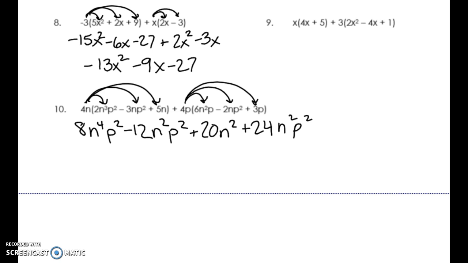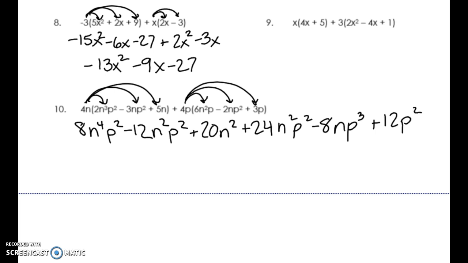Then I do the same thing. 4p times negative 2np squared. 4 times negative 2 gives you negative 8. There's nothing to multiply that n by, so it's just n. And then what is p times p squared? p cubed. What does my last term become? 12p squared. Good.